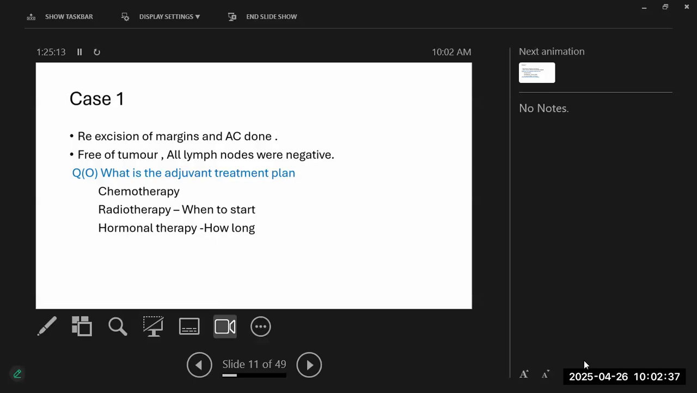What about the hormonal treatment for this one? Yeah, so hormonal treatment is required. So adjuvant treatment will be chemotherapy followed by hormones. So hormonal treatment, she's 45, so I assume she's premenopausal.